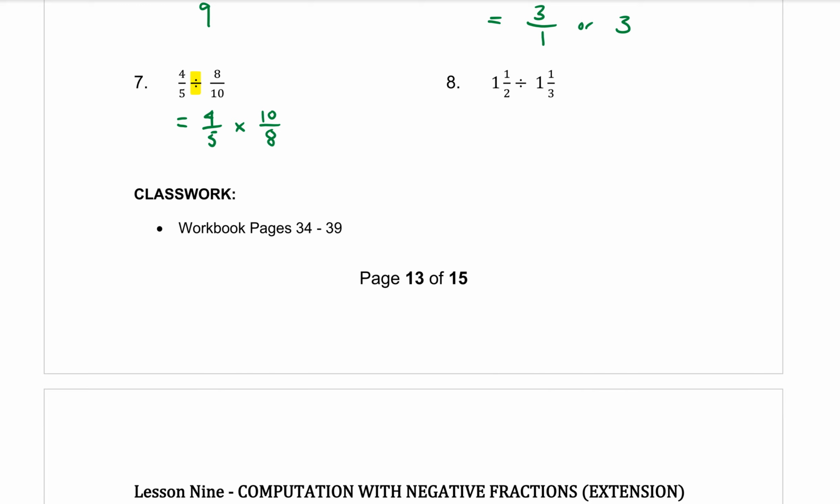We look for cancelling. So the 4 and the 8. Yes, I can simplify those by dividing by 4. 4 divided by 4 goes once. 8 divided by 4 goes twice. Now let's check the other diagonal, the 5 and the 10. They can divide by 5. 5 divided by 5 is 1. 10 divided by 5 is 2.